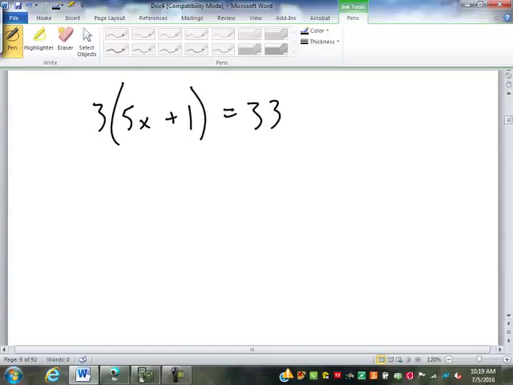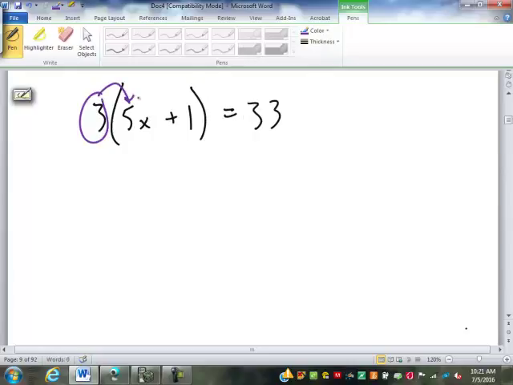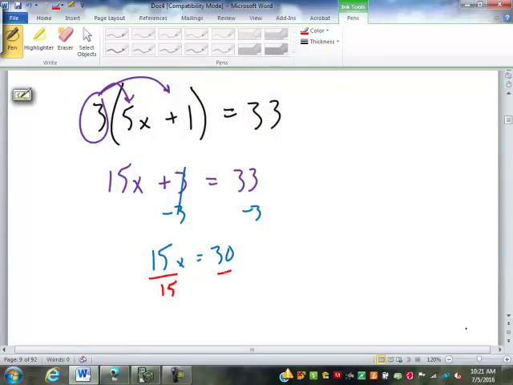I want you to try this one in your notes. Where do we start? 3 times 5x is 15x. And then 3 times 1 is 3. Good. Equals 33. Now what? Subtract 3. 15x equals 30, and then divide by 15. X equals 2.